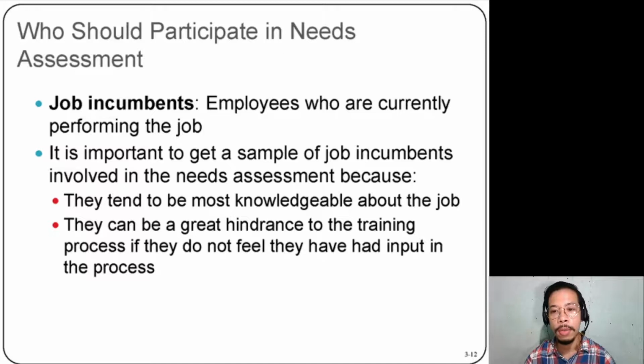So why do we need to include the job incumbents in needs assessment? So those who've been working in the organization and doing the tasks and responsibilities. The reason is that they have the experience, so they tend to be more knowledgeable with the job, and they can also be a great hindrance to the training process itself because if they do not feel they have had input in the process, there would be some issues with the belongingness of these incumbent employees.